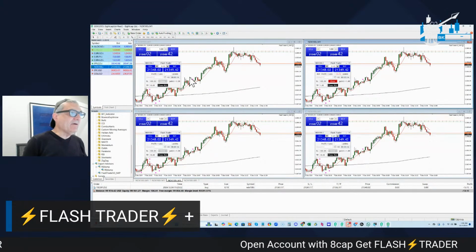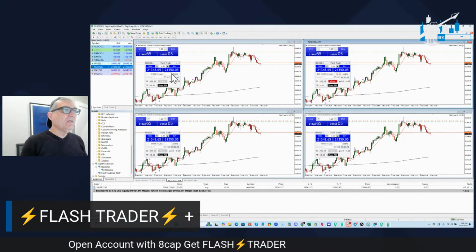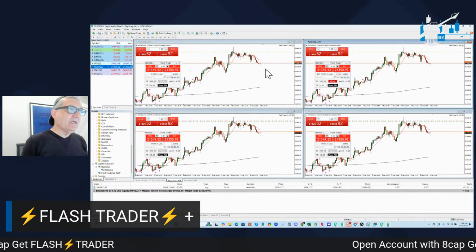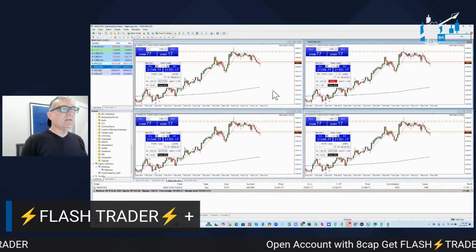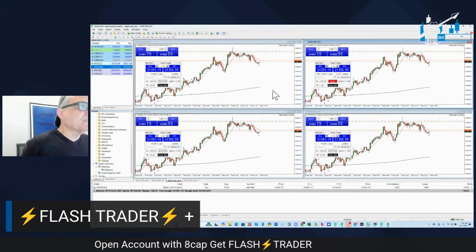Anyways, it's breaking down, and if it gets to around the 40 level, I'm going to be looking for a green candle, a support candle, and see if I can enter that position.